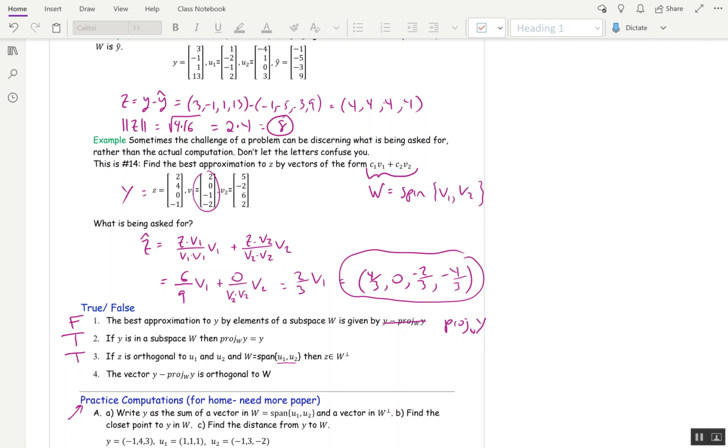All right, and the last one is true. This is simply the vector z, and that lives in W perp. Okay, and that is it for 6.3. Do those practice computations and then check your answers.